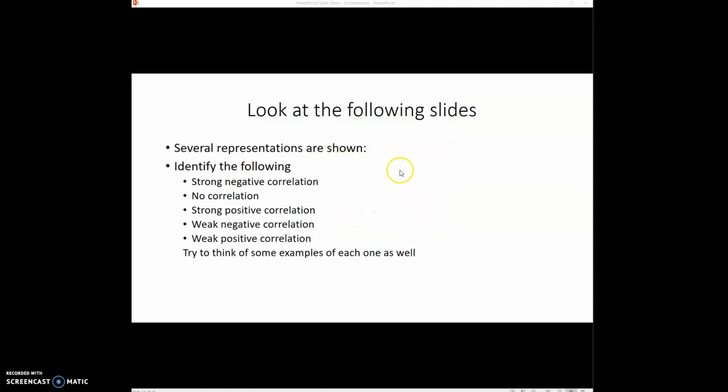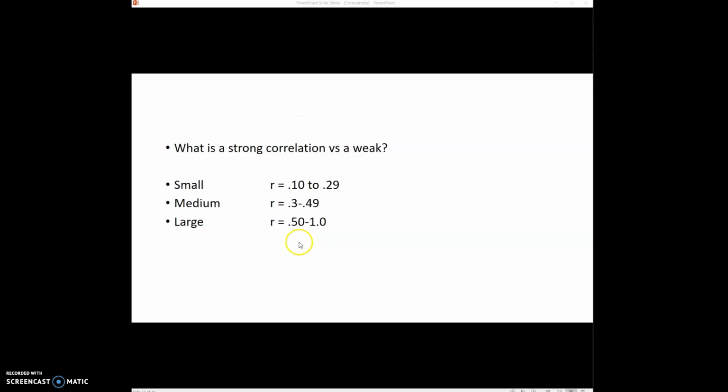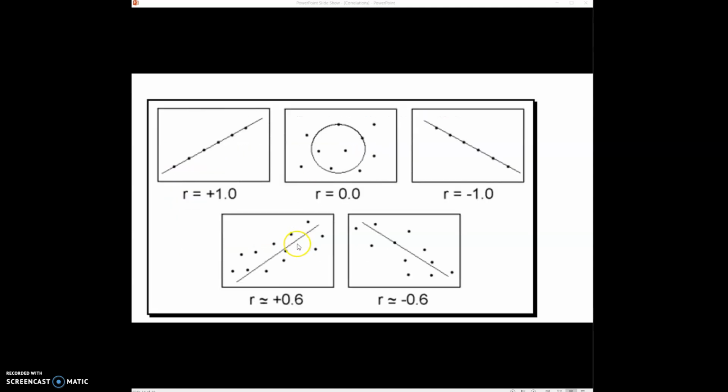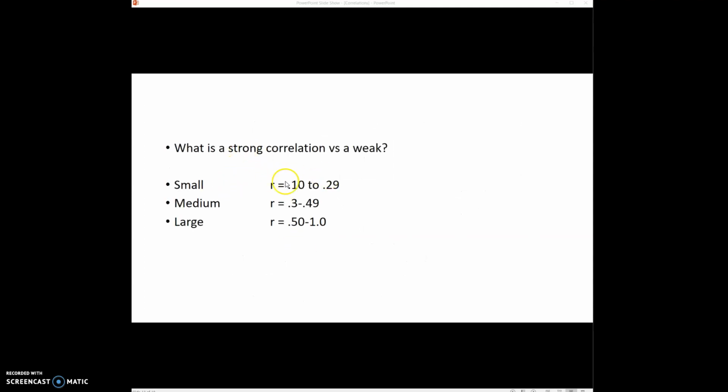So let's look at some of these other examples. What you'll see on the following slides is several representations. There's a strong negative correlation, no correlation, strong positive, weak negative, weak positive. Oops, I got those backwards. Well, we'll go ahead and talk about this real quick.